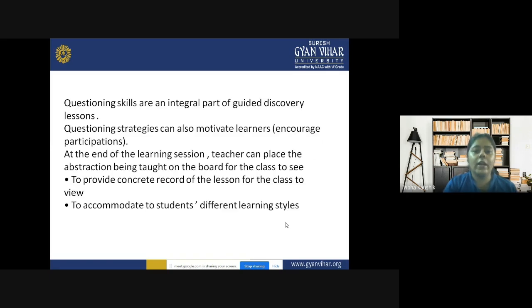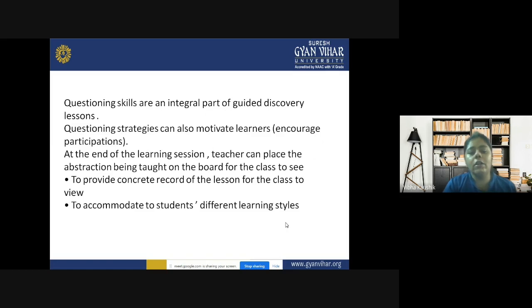Questioning skills are an integral part of a guided discovery lesson. Means we cannot remove the questions from the guided discovery lesson. Question strategies can also motivate learners and encourage participation. Means the questioning strategies will motivate the learners so that they can easily participate in the teaching learning process.